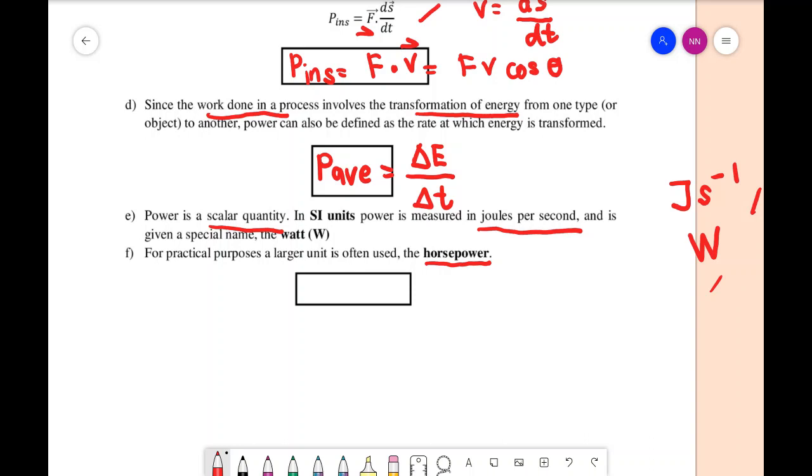But for horsepower, 1 horsepower equals 746 watt. So if the question gives you power in unit horsepower, you have to convert to watt first before you substitute in the formula, because horsepower is not SI unit. First, we have to convert to SI unit, and then you can substitute into the formula.